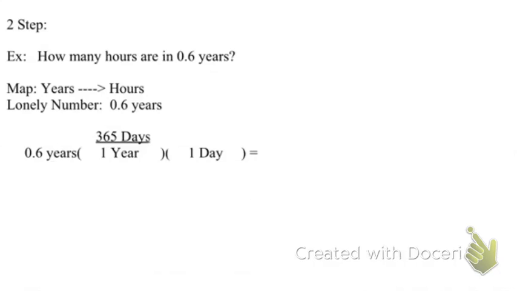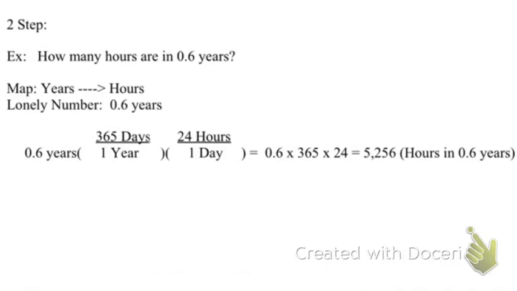Now, I do know how to go from days to the hours that we eventually want to get to. There are 24 hours in 1 day. 24 goes on top. You multiply 0.6 by 365 by 24 divided by 1, which won't change our answer. 0.6 times 365 times 24 equals 5,256 hours in 0.6 years.